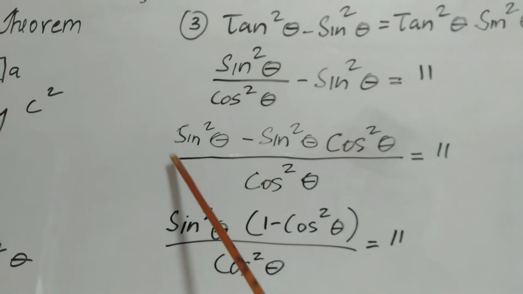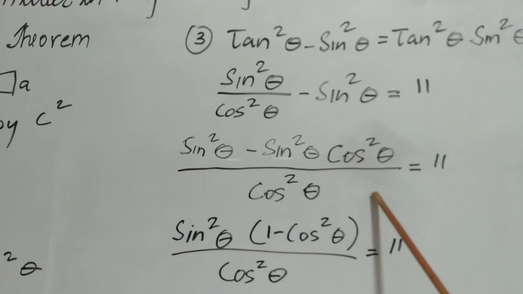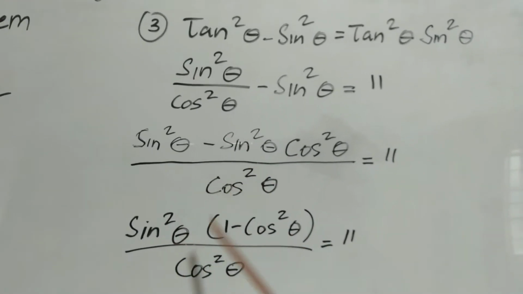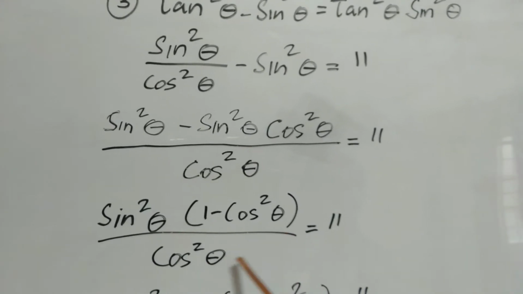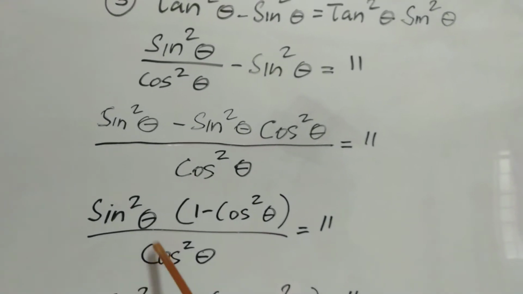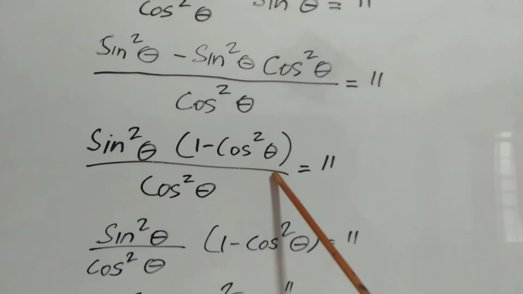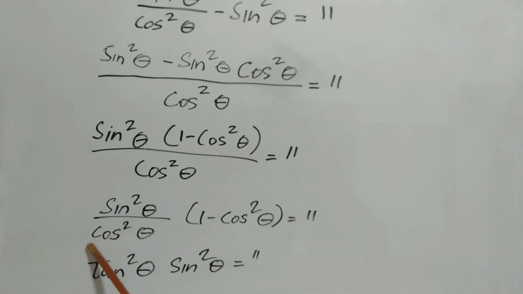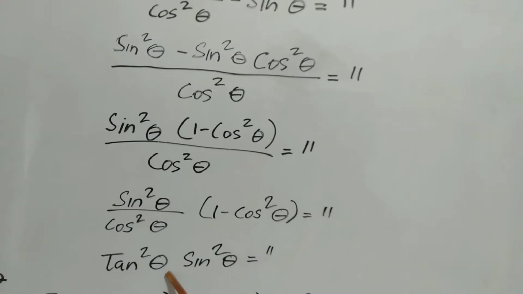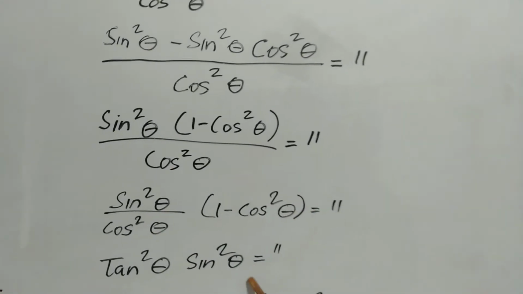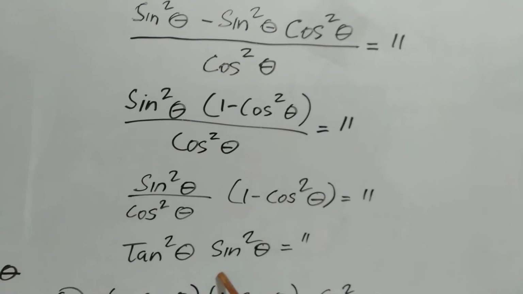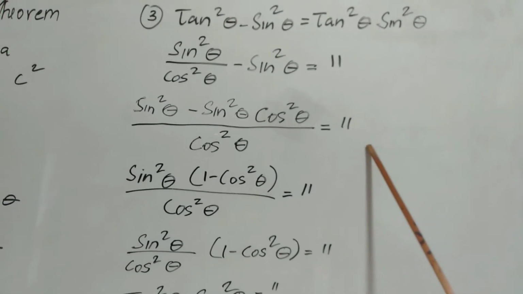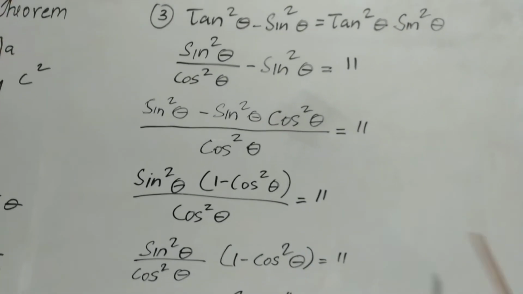So we now have this equivalent function. We factor out sine squared theta. What remains is 1 minus cosine squared theta over cosine squared theta. And then we separate sine squared theta over cosine squared theta from this portion here, the parentheses, 1 minus cosine squared theta. So this one is equal to tangent squared theta, and this 1 minus cosine squared theta is equal to sine squared theta. So this is tangent squared theta times sine squared theta. So we have successfully, again, proven that the left side is equal to the right side.